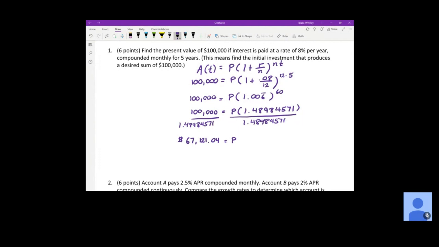Again, always go back and think about the context of the problem. Make sure your answer makes sense. So we're asking how much money would we need to invest to end up with $100,000 after 5 years? This amount is lower than $100,000, right? So that does make sense. That's how much we would need to invest. And then after the interest compounds, we would end up with $100,000 after those 5 years. Okay. Any questions on that one?